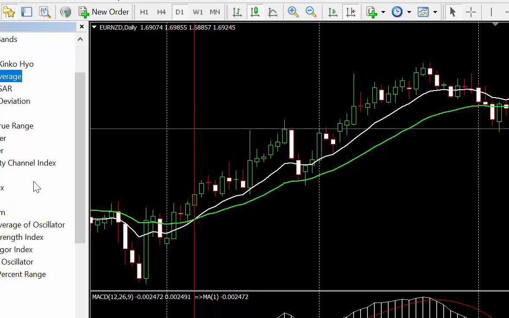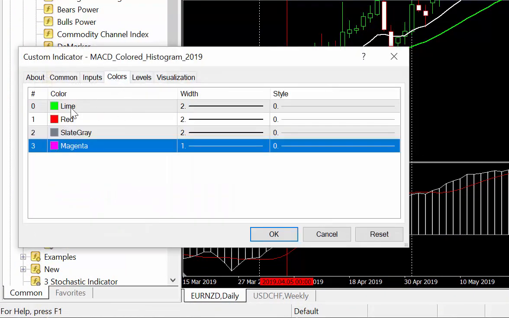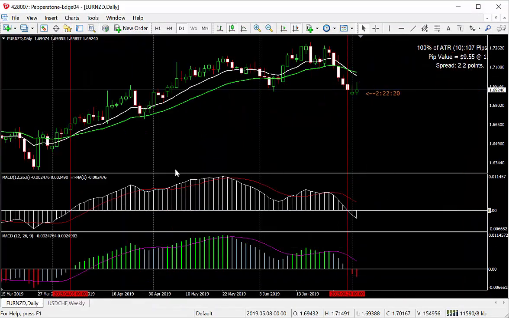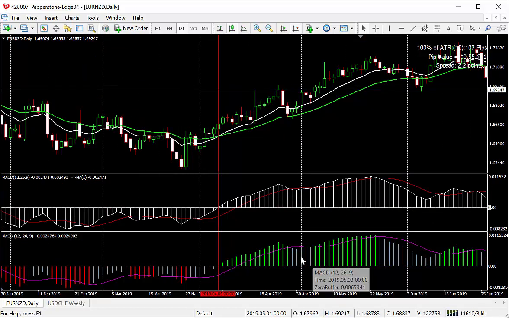But I went to the MQL5 website and downloaded a couple of other indicators to show you the different types of MACD that we have there. This one has a colored histogram. It's generally the same MACD, but whenever the histogram is rising, it's green, and whenever it's falling, it's gray. When the histogram is under 0, whenever it's falling, it's red, and whenever it's rising, it gets gray.